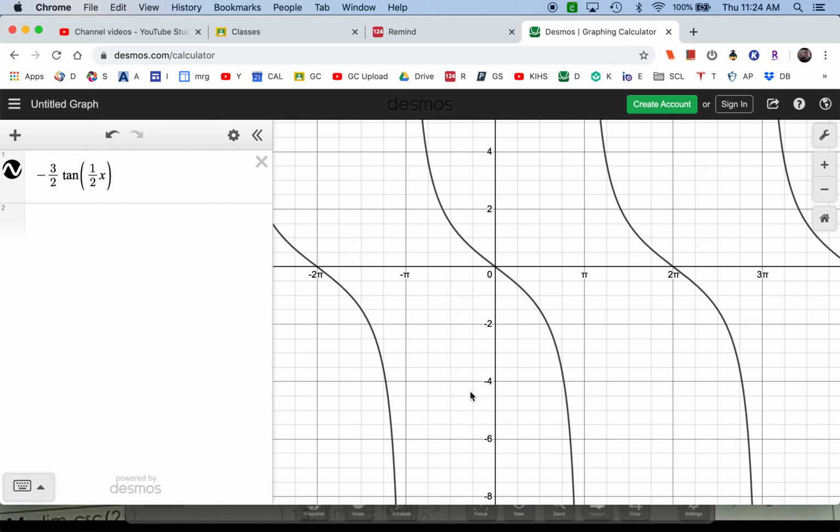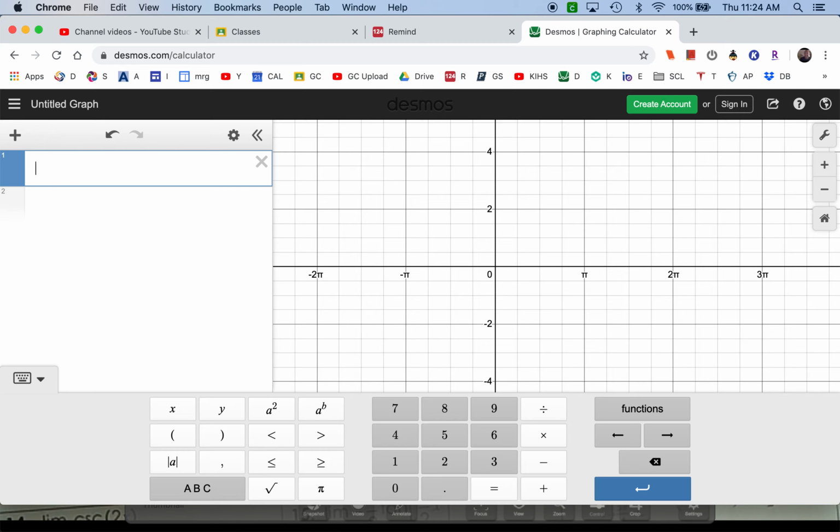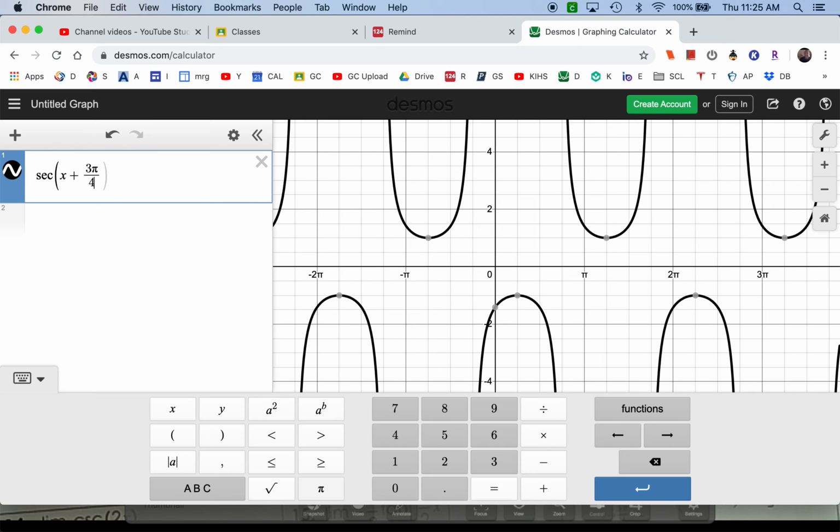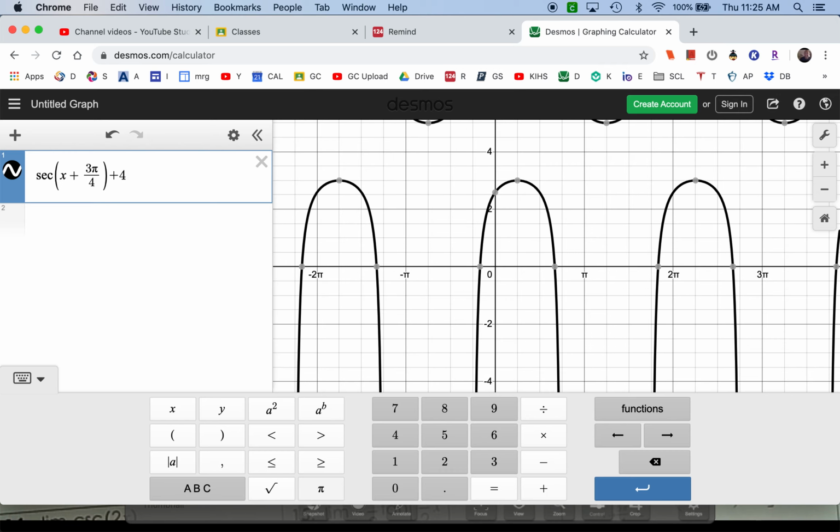All right, number 16. So the answer to number 15 is does not exist. Number 16. Oh, this is going to be a bit fun to type in. So secant, parentheses, x plus 3 pi over 4. Close the parentheses. Plus 4. Good. And what's the value at 5 pi over 4?